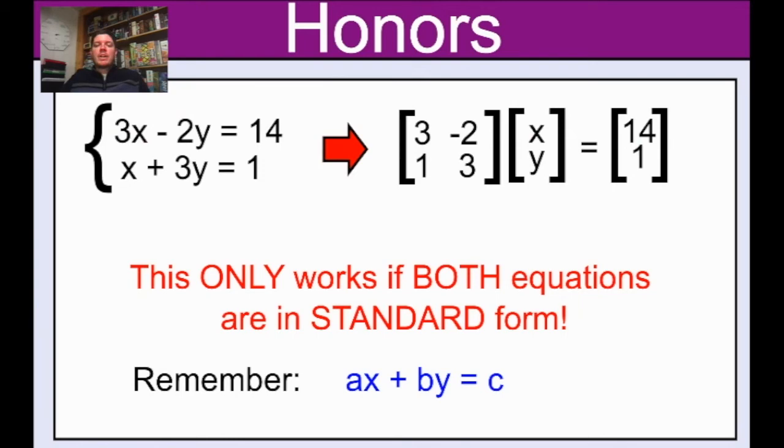All right, so I just wanted to say this is only going to work if your equations are written as ax plus by equals c. That's called standard form. You have to have your x number first, your y variable, so x with its coefficient plus your y plus the coefficient equals your constant. If it's not like that, then you're going to have to fix it.